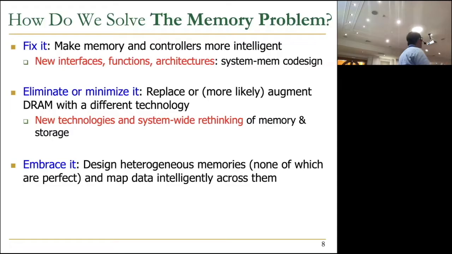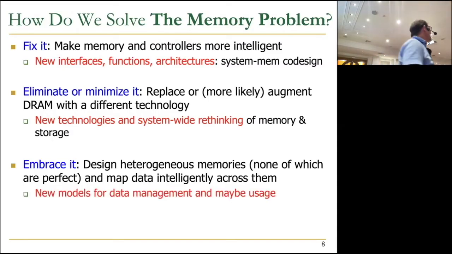And somehow embrace the problem by punting it to the higher level system. Somehow understand what kind of data can go to what kind of memories and allocate that data intelligently to different types of memories. I'm going to give you an example of this one, but I think this is very important and it's going to be even more important in the future. This is kind of happening a little bit today. Okay, there may be more solution directions and I'd be happy to hear your opinions in the breaks, etc.